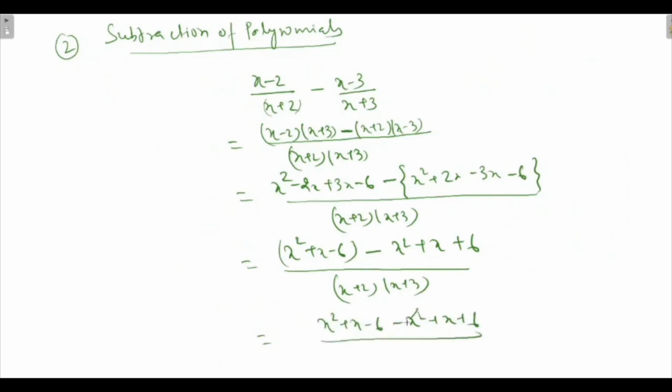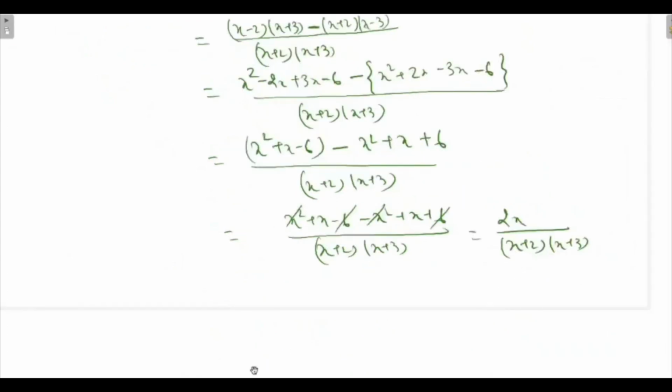Okay. X square is gone, x square is gone, 6 is gone, 6 is gone, but x remains, over x plus 2 into x plus 3. So this became 2x divided by x plus 2 into x plus 3. You can leave it like this, or you can still multiply the denominator and you get x square plus 5x plus 6. Okay. So this is how you will be doing the subtraction.